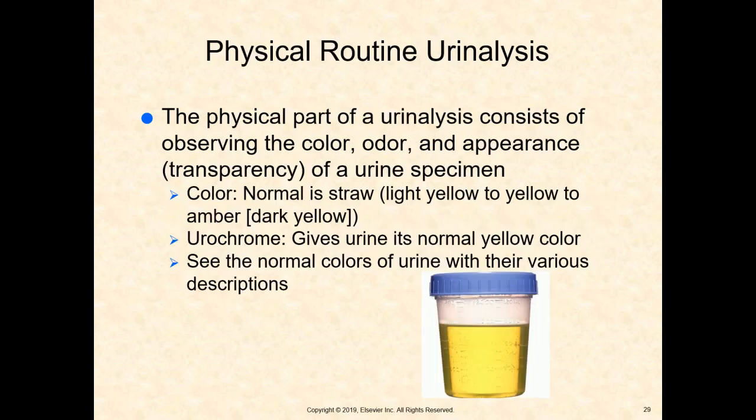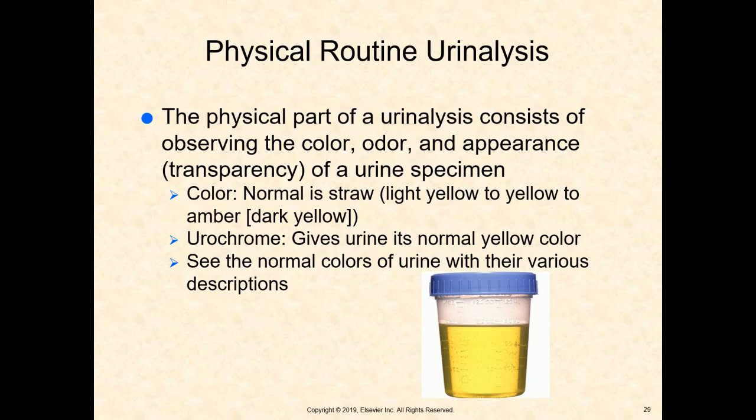All right, so let's talk about this routine urinalysis. The physical part of the urinalysis consists of the color, the odor, believe it or not, and the appearance or transparency of a urine color. A normal color is what you see here. It's straw, which is light yellow to kind of a dark yellow. So that's kind of a synonym for that.